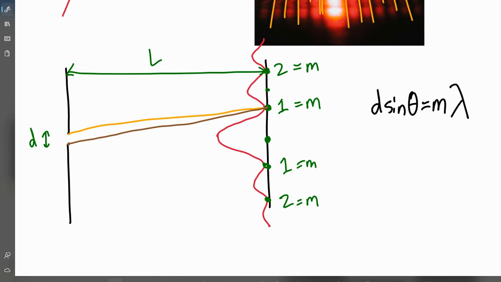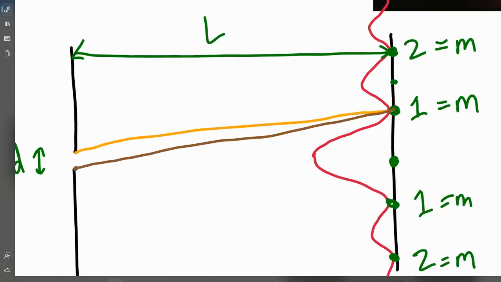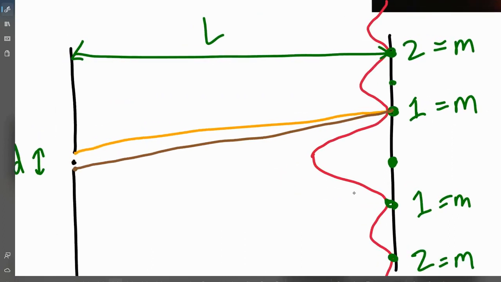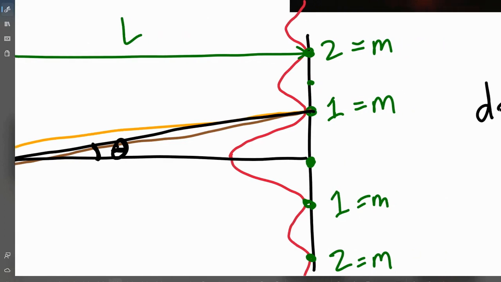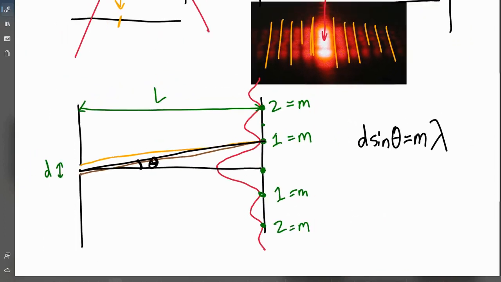Because it's half a wavelength, you can get the distance of the slit times the sine of theta, and theta ends up being whatever it is from the center here to the minimum, and that is the angle that it makes with the central maximum. The angle that it makes with the central maximum, that is theta.